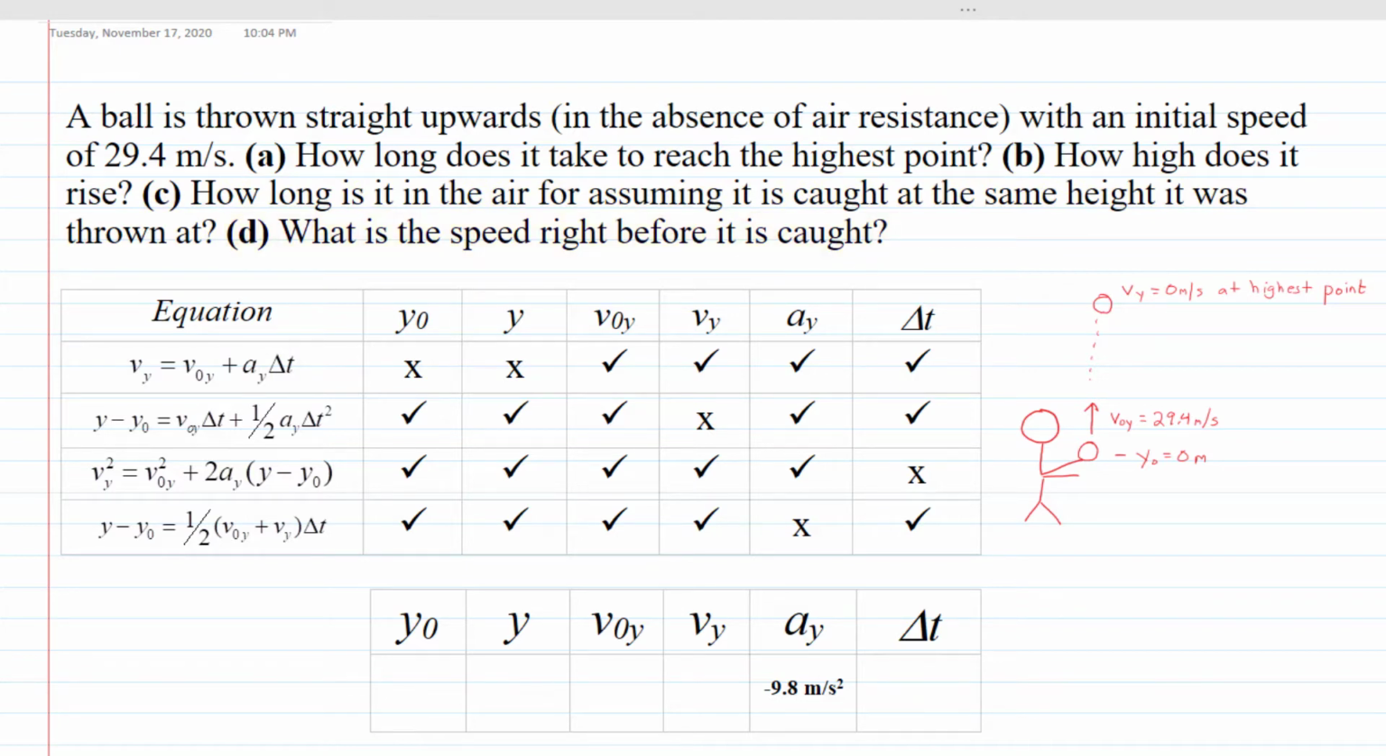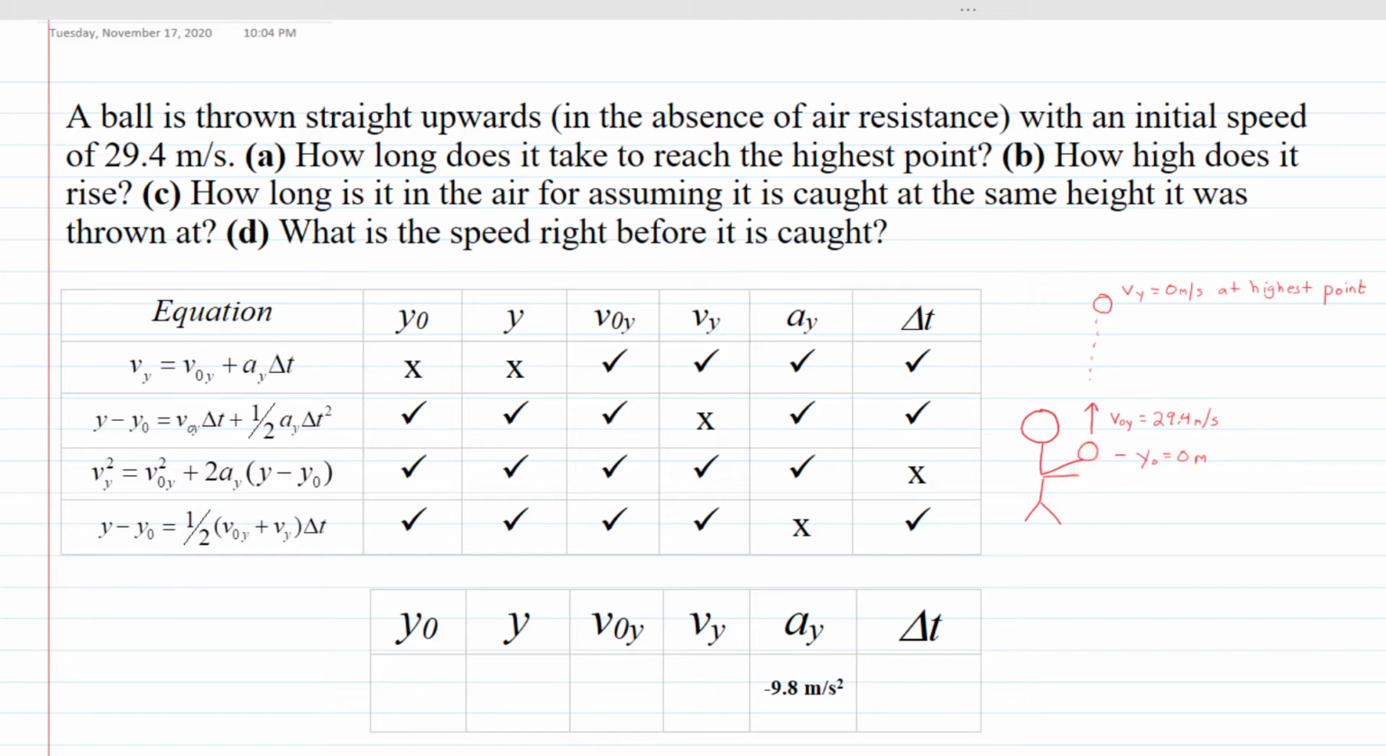Well, let's start with A. How long does it take to reach the highest point? Remember, what defines the highest point is when the velocity in the y direction is 0 meters per second for a split second. Also keep in mind that we can define our origin to be wherever we want. In this case, I think the easiest thing to do is to define our origin as the height when the ball just leaves the hand. In that case, our initial position is 0 meters.